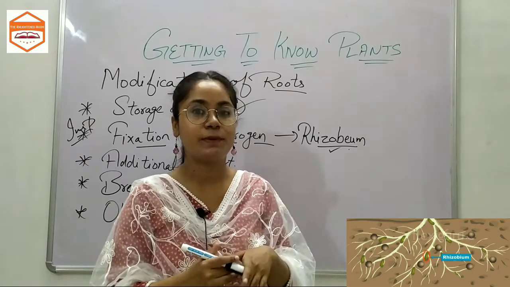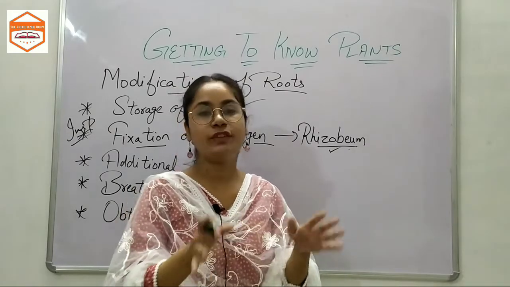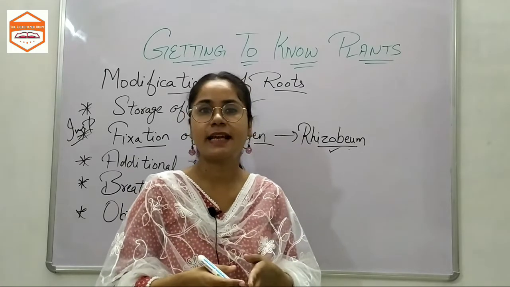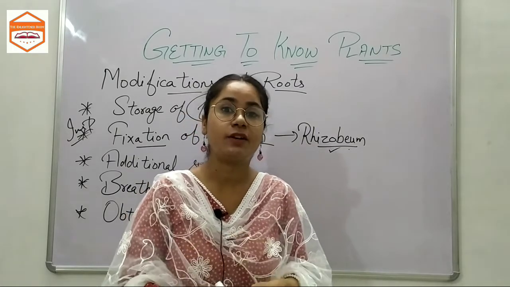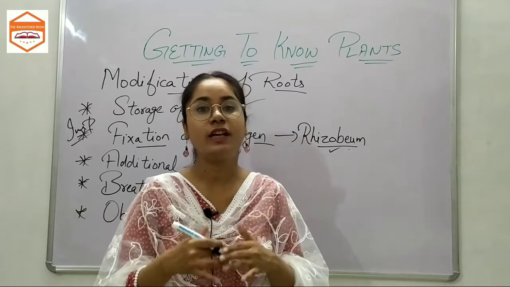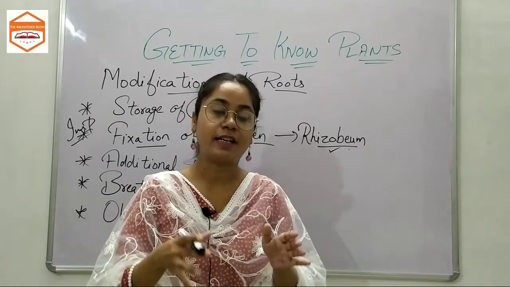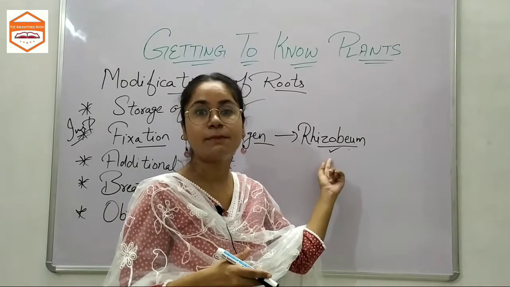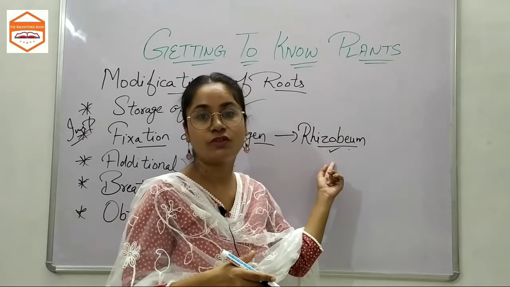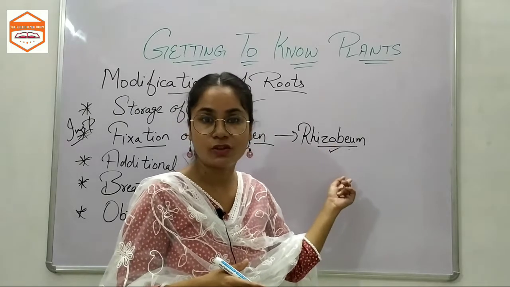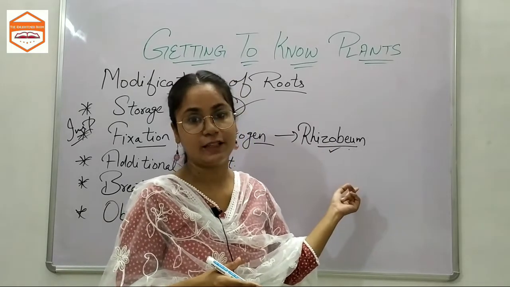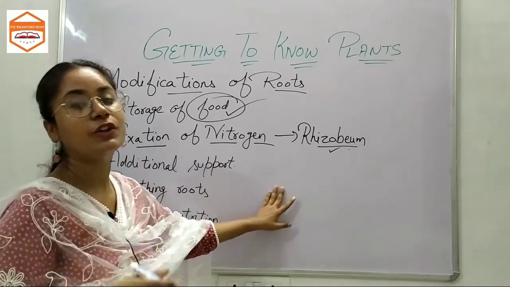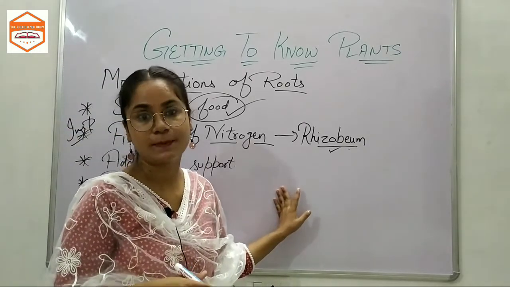Now, what does this rhizobium bacteria do? Most plants cannot fix atmospheric nitrogen into the soil, but our soil needs that atmospheric nitrogen. So, this rhizobium bacteria helps the plant to fix this atmospheric nitrogen into the soil and makes the soil fertile. The plants having this rhizobium bacteria and these root nodules are known as leguminous plants.